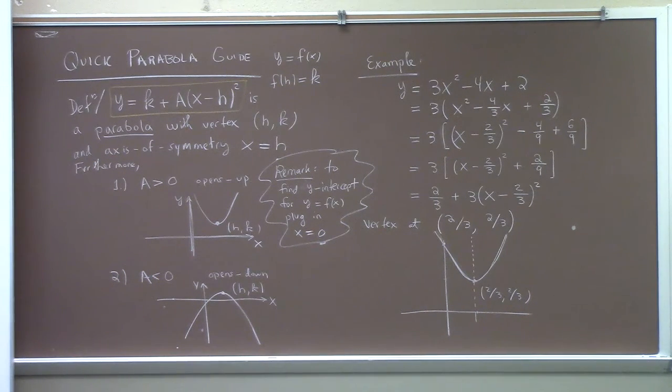So if you have this formula and you understand how to use it, you can make pretty quality graphs of parabolas with this little bit of algebra. And if the function's not so nasty, like 3x squared minus 4x plus 2, it's a lot faster, right?